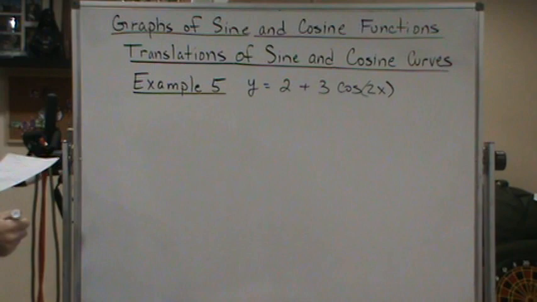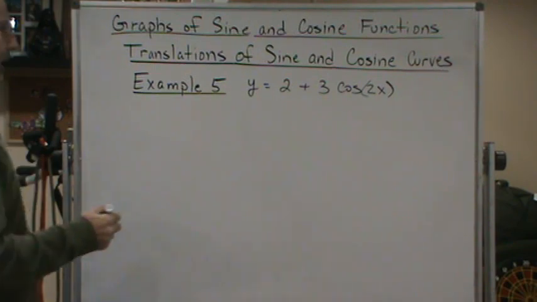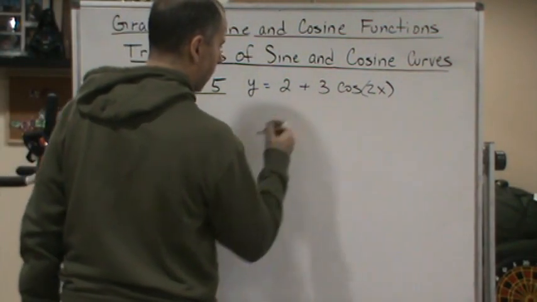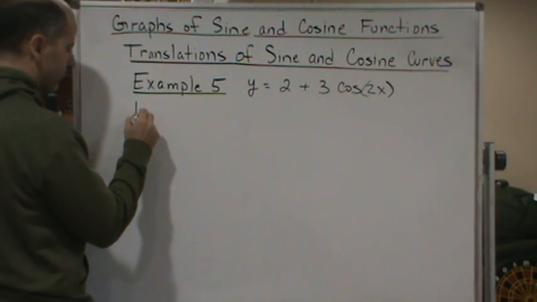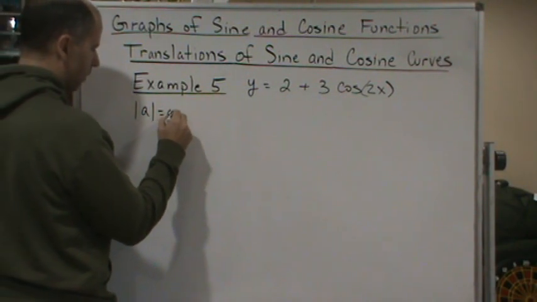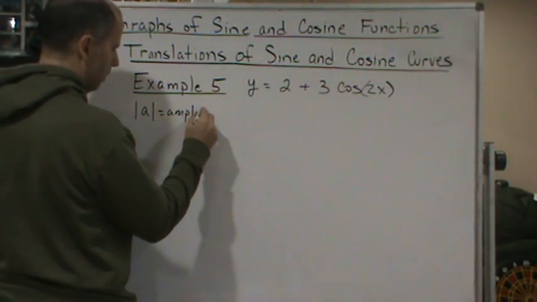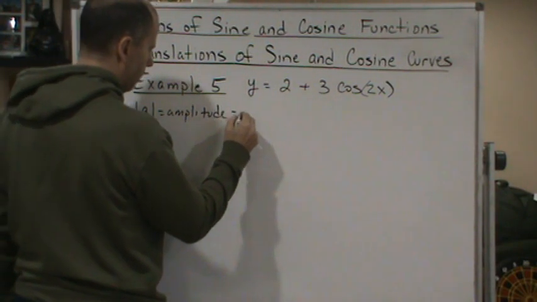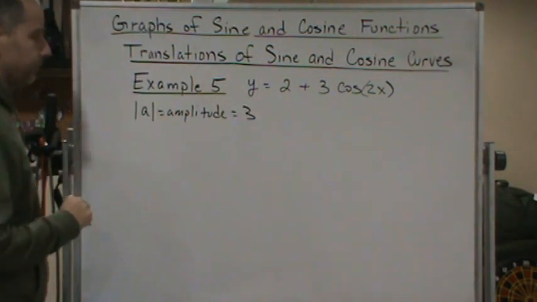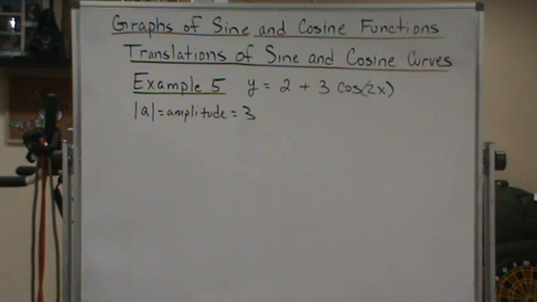Okay, so now the amplitude. Again, let's start with the amplitude. We know the amplitude is 3. There is no horizontal shift in this one because there's no C. But let's do the period.